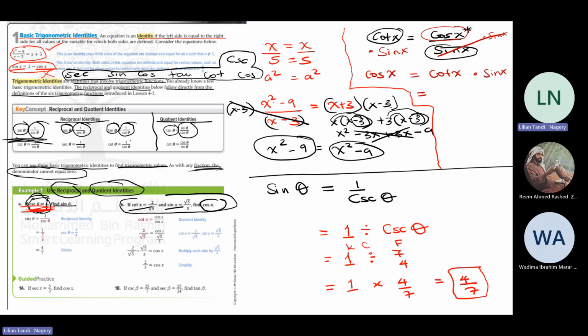I go to my su'al. Cot x is 2 over the square root of 5, darb square root of 5 over talata. What do we do when we have fractions? If you are the same down and the same up, you go away. What is your answer? 2 over 3. Khalas. No calculator, no nothing.